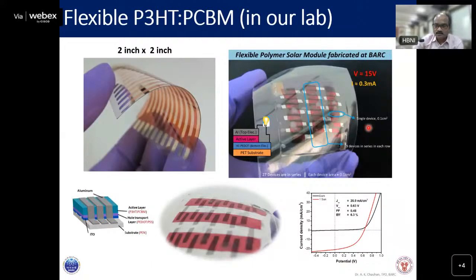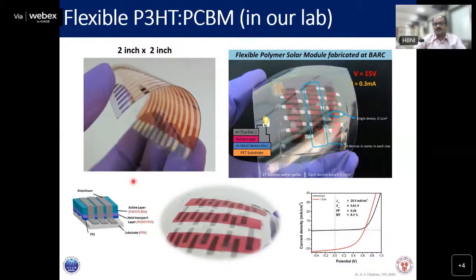These are the devices made in our laboratory. This is a flexible 2 inch by 2 inch polymer solar cell. This is also a flexible solar module where these are the individual pixels of the solar cell. These are in series. Then this is in one module, which is in series. These 9 devices are in series, and then these are in parallel. So overall, if you add, we have got a 15 volt, 3 milliampere power supply.